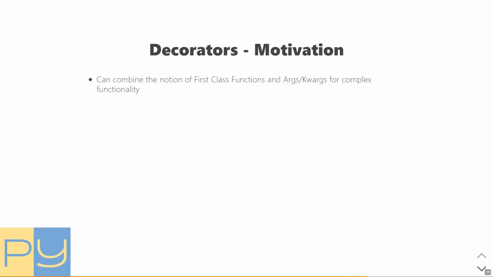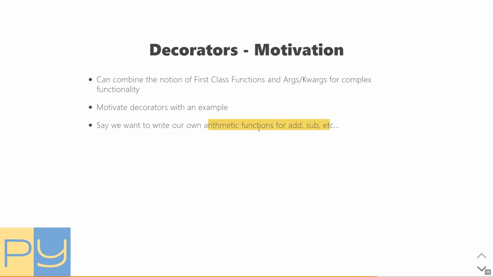The motivation for decorators can really be done through seeing the arithmetic example we've been working through. What we've seen is an example that allows us to add 2 numbers together. But say, for example, we just wanted to do generic arithmetic operations: add, subtract, multiply, divide, and so forth. What we can do is combine the notion of first-class functions and args kwargs to allow us to write a lot of short generic code to do arithmetic for various operations.